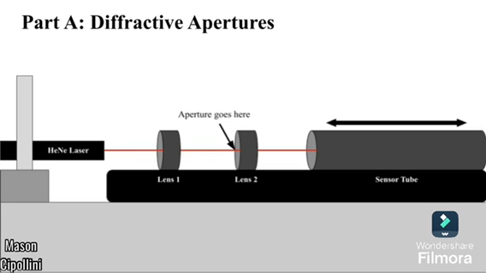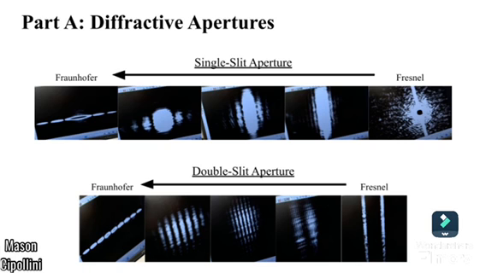To do this, we adjusted the height of the HeNe laser to shine through a pair of lenses and into the sensor inside the far tube, turned on the sensor software to visualize the intensity of the beam and help with its alignment, and attached apertures to the second lens in order to get our diffraction patterns. The sensor tube would be moved far from the lenses until the Fraunhofer patterns could be seen, and then slowly closer until the Fresnel image was visible.